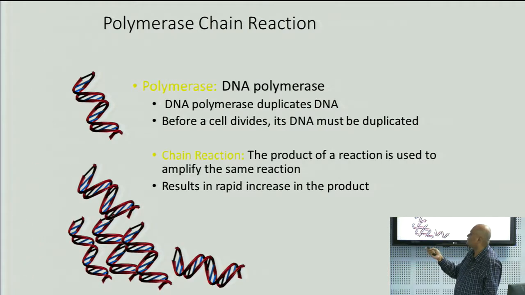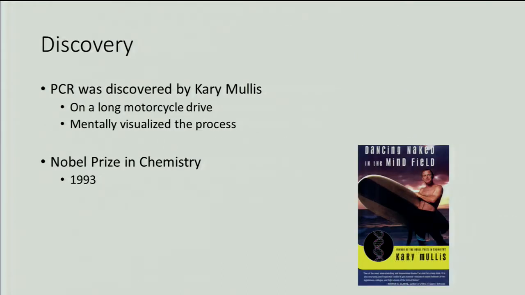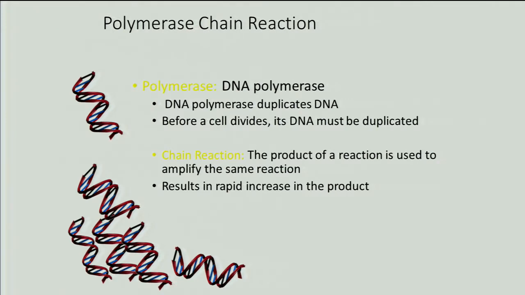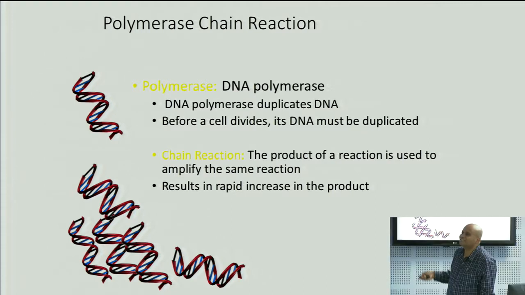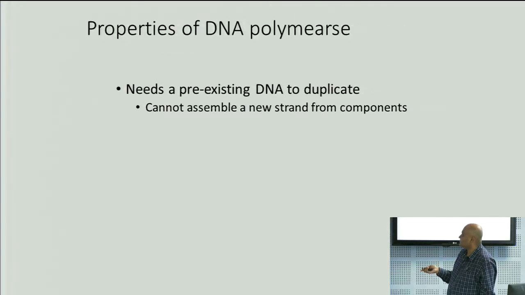So, you use this polymerase, this particular enzyme. PCR was discovered by a physicist slash chemist, Kary Mullis, and he got the Nobel Prize for chemistry in 1993. The other thing that is very important in PCR is the temperature. You need to keep the temperature very fixed, because this reaction is very sensitive to temperature. So every PCR has very good control of temperature.